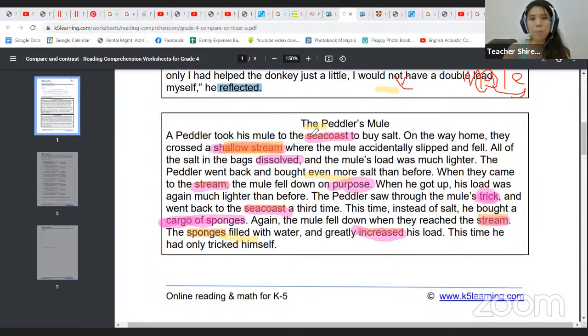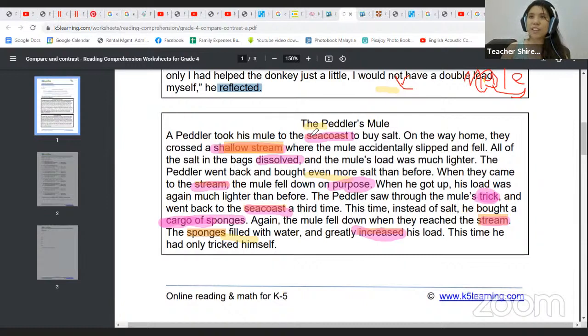So the peddler went back and bought even more salt than before. So it's an accident, okay, I'll buy even more salt than before. But when they came to the stream, the mule said, oh, every time I fall down, I'll have less salt. I purposely fall down. So the mule fell down on purpose. Purpose is 故意, 故意的. So when he got up, his load was again much lighter than before. So the peddler said, now I know your trick. Trick.